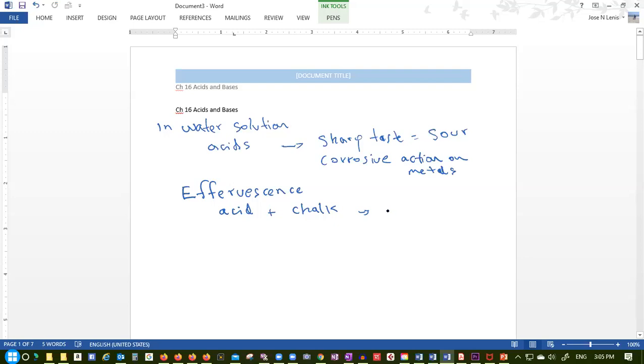When you add a piece of chalk there, this is the chalk, and you add acid, it will start producing some bubbles and some fizzing sound. And that is because it releases CO2 gas. That's a characteristic of acids. In other words, when you add acid to a carbonate, that reaction releases CO2 and water.